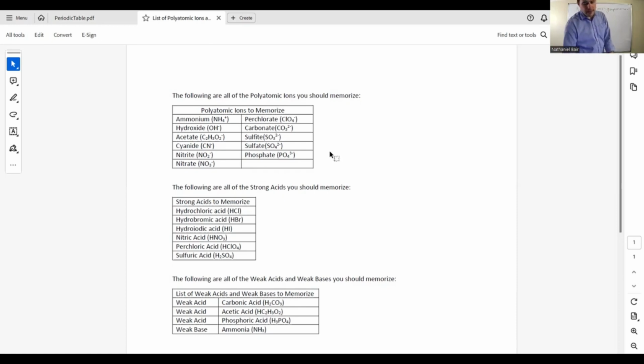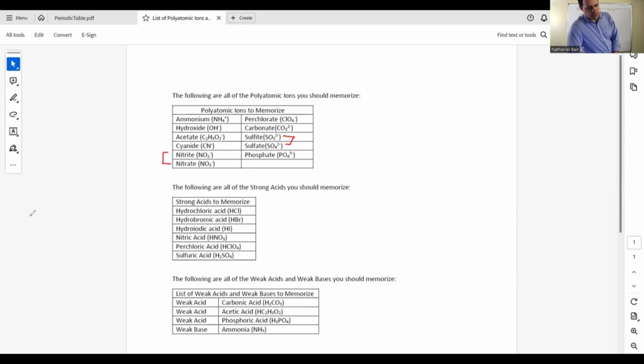Now, I will give you a tip. Ammonium is the only polyatomic cation with a positive charge. The rest of the polyatomic ions are anions, and so they all have a negative charge. Ite versus ate. If it's a set of ions with an ite and an ate, the ite has less oxygens than the ate. So nitrite has O2, nitrate is O3, sulfite is O3, sulfate is O4. But there's no rhyme or reason for the number of oxygens or whatever.